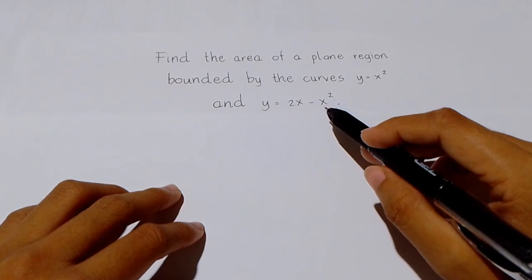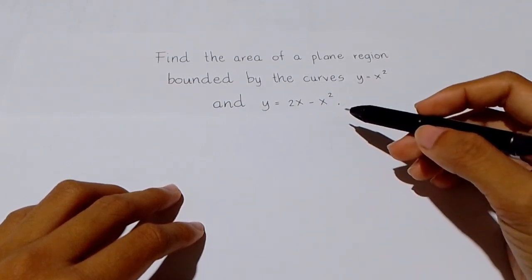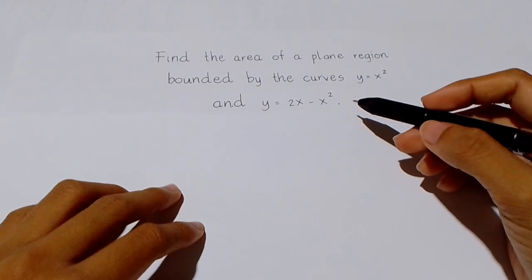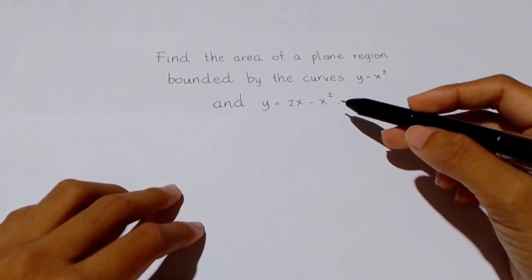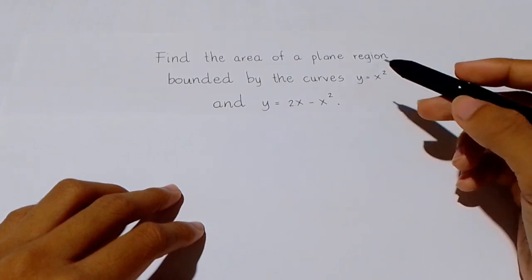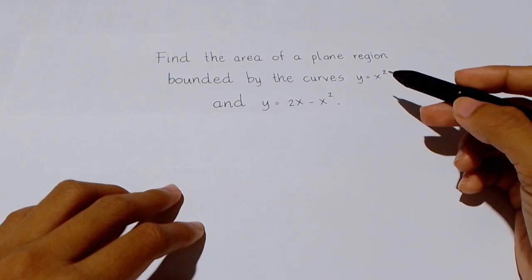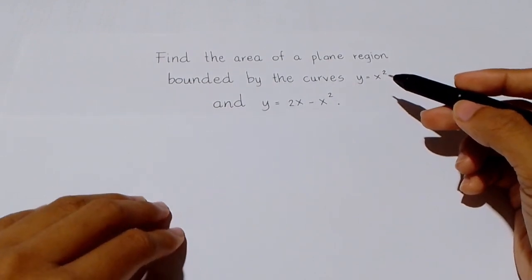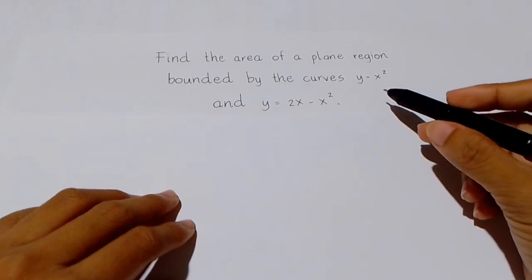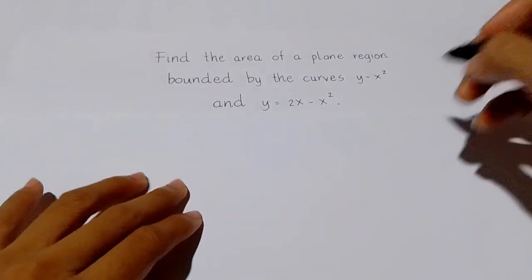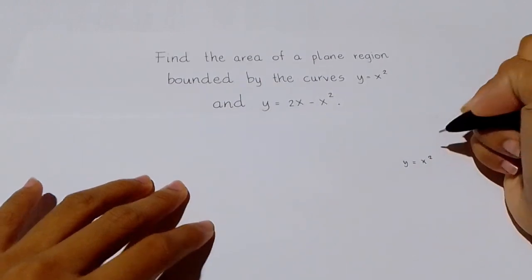So first thing first, let's graph them so that we can see what we're dealing with. By looking at our functions, we can possibly tell what our graphs look like. But to make sure, let's graph them one by one. So let us graph first the function y is equal to x squared.